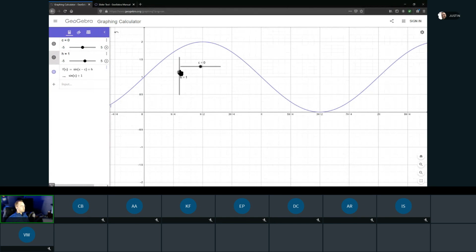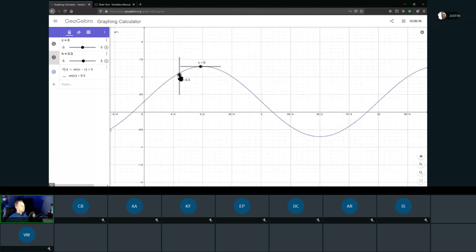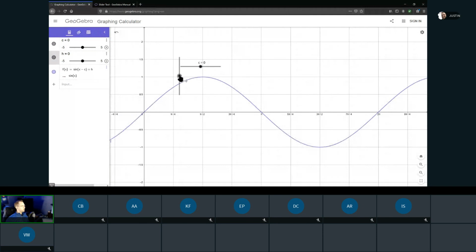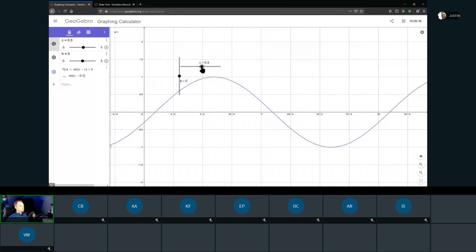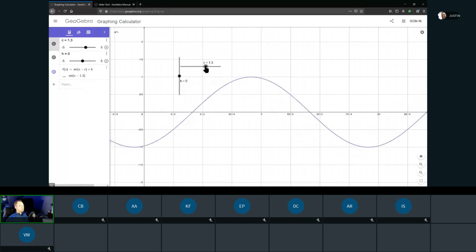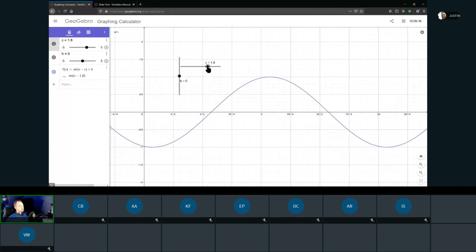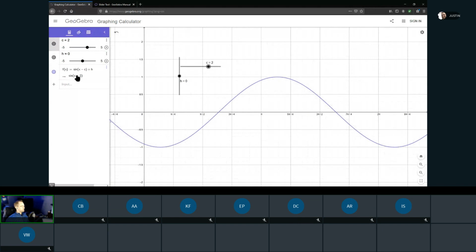Okay, let me go back and make it 0 again. All right, so I have x minus c. So let's make c shift to the right. So now it's x minus 2. And because it's x minus 2, remember, it's always opposite of what you see here. So because it's minus 2, it shifts it to the right. So this starting point here moves from 0 to 2.